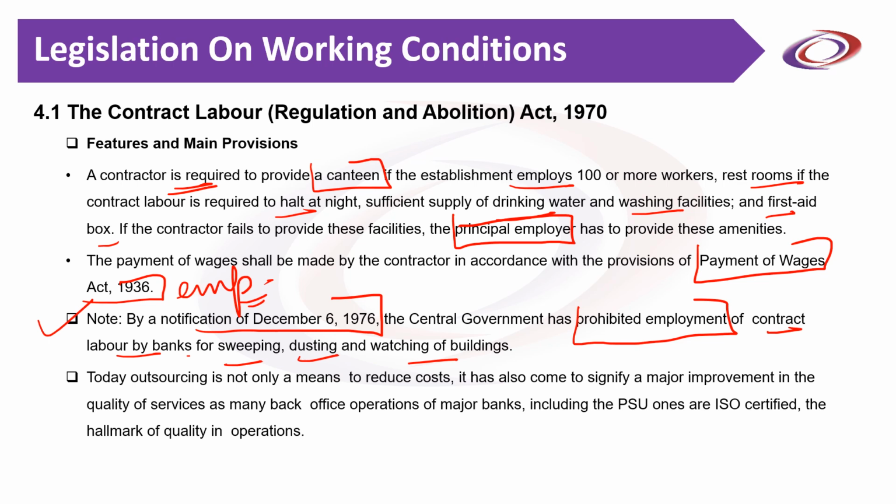Today, outsourcing is used. It is not only a means to reduce cost, but also it has come to signify a major improvement in the quality of services. So major banks, public sector banks, these are ISO certified, hallmark of quality operations, they're using outsourcing. So RBI has, for some reasons, allowed the non-core activities of banks. They have clearly spelled out where outsourcing is allowed in the banking institution.